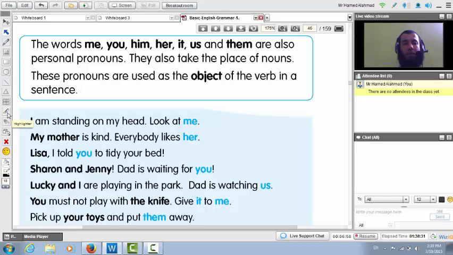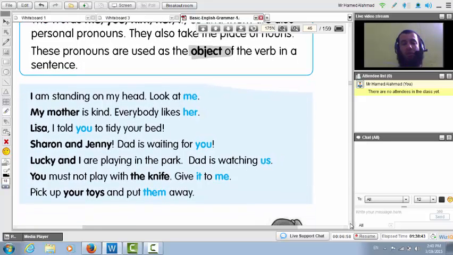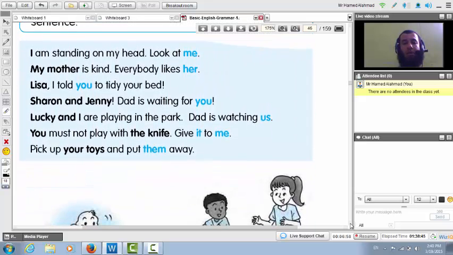As the object. Let me highlight for you guys. As what? As the object. Whereas in the previous ones we said they are working as what? As the subject. Now here guys, the sentences will clarify and make it easier for you.